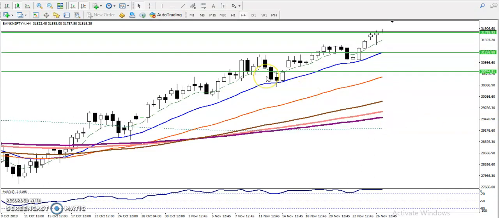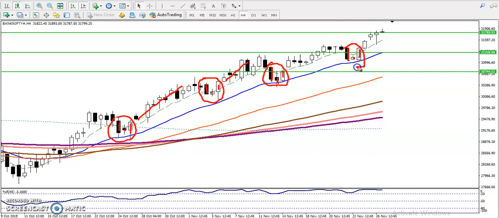Now when price is approaching near the 20 moving average, let's take a look at how it behaves. We have seen a bearish candle, after that a pin bar and a bullish candle, so price went up. Next you can see bearish candle, pin bar, bullish candle, and price went up again. Same pattern forming. We have seen 4 times the same candlestick pattern forming exactly above this 20 moving average.